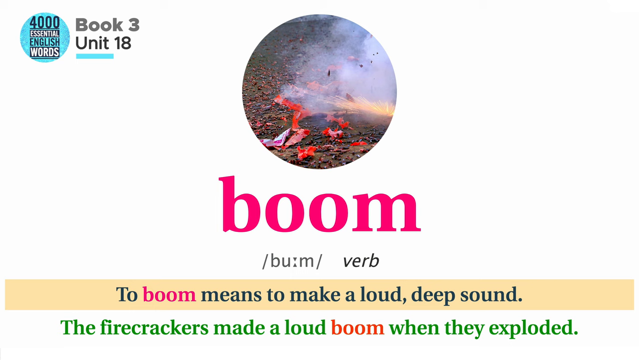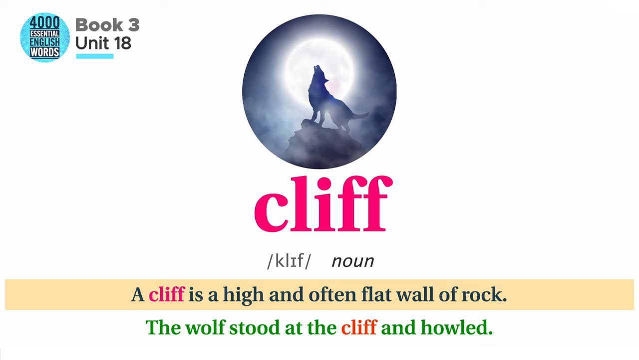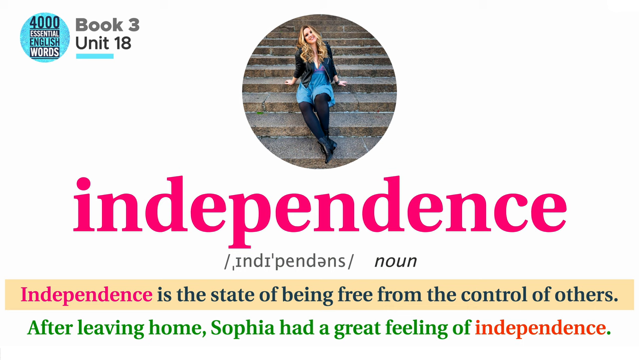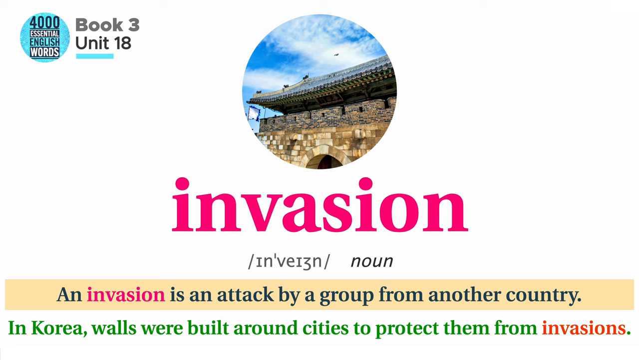Cliff. A cliff is a high and often flat wall of rock. The wolf stood at the cliff and howled. Flame. A flame is part of a fire. The torch was filled with yellow and orange flames. Independence. Independence is the state of being free from the control of others. After leaving home, Sophia had a great feeling of independence. Invasion. An invasion is an attack by a group from another country. In Korea, walls were built around cities to protect them from invasions.